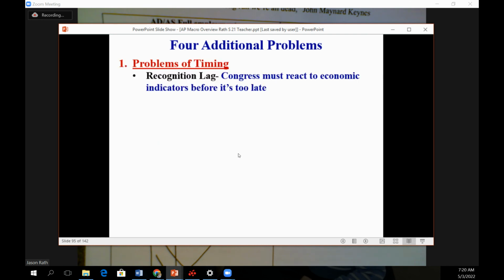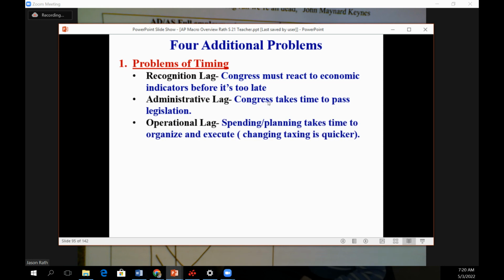So 4 additional problems of timing, recognition lag. Congress must react to economic indicators before it's too late. Kind of what we're doing now. Like, oh, we're in inflation. Oh, really? You think so? And so with the Fed trying to impact interest rates and the government trying to figure out how we're going to stop this recession, or this inflation, the only problem is, though, does the government want to work together to get this done? Probably not, because it's all partisan politics.